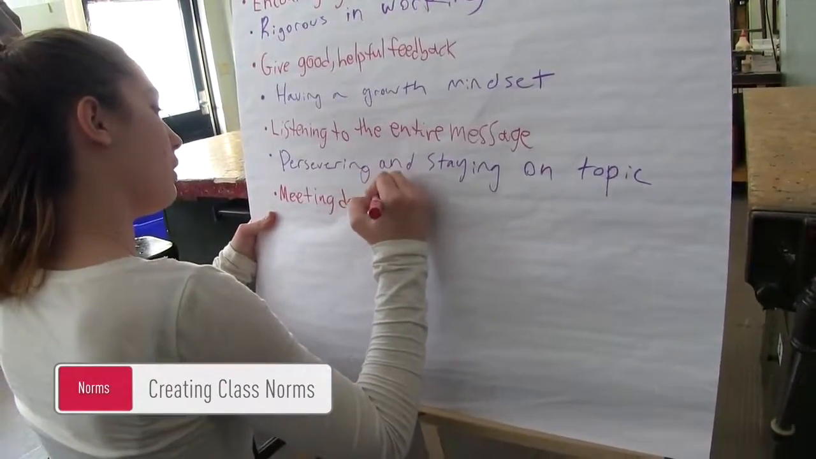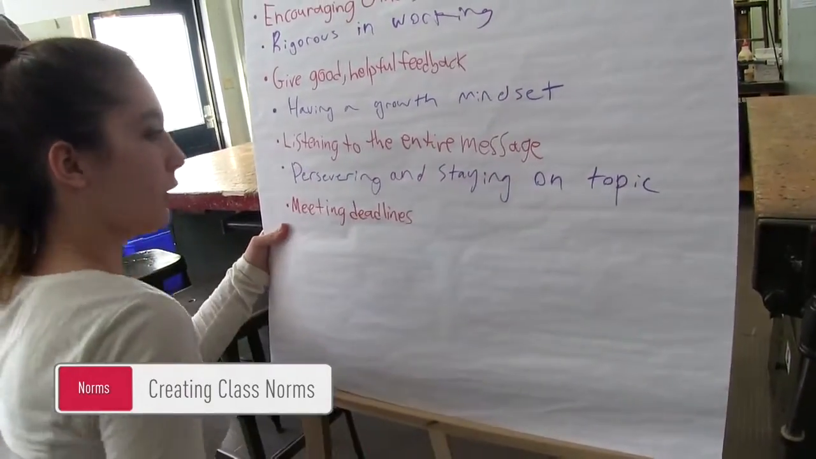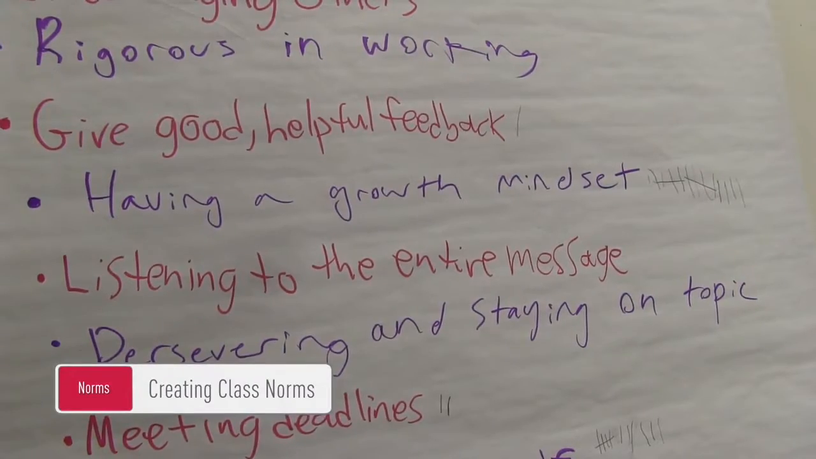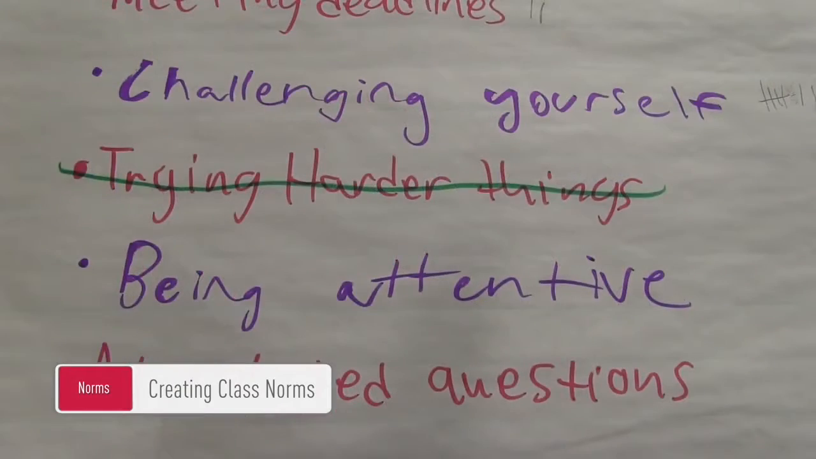Norms are not a list of rules or bad behaviors to avoid. Encouraging others. Give and receive good, helpful feedback. They are a list that describes the positive environment they want to live in.